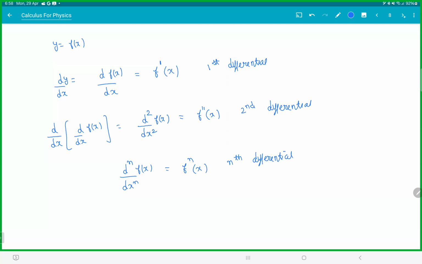Now in differentiation, there are three levels. One is the basics, one is identities, and one is called the chain rule. So first we'll do the basics. If you know these three levels, your differentiation is easy.